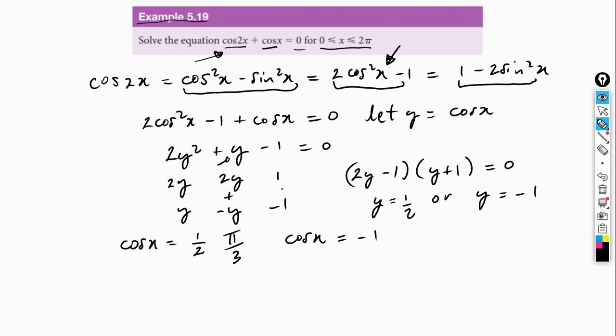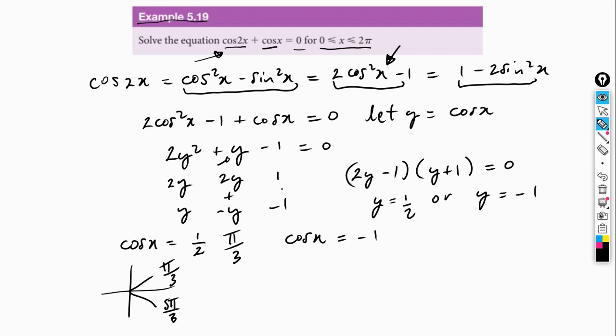So we need to know where cosine is positive in the unit circle. And we know that cosine is positive in the first and fourth quadrants. So because the solutions are between 0 and 2 pi, that means that our solutions have to be pi thirds, and the other one would be 5 pi thirds, which is in the fourth quadrant.